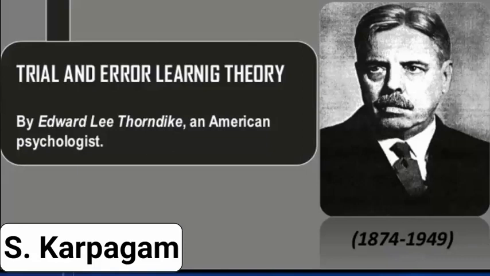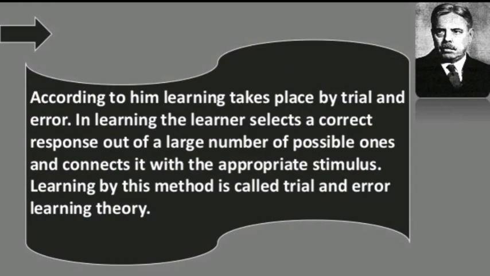Welcome. Now we will learn about the trial and error learning theory by Edward Lee Thorndike, an American psychologist. According to him, learning takes place by trial and error. In learning, the learners select a correct response out of a large number of possible ones and connect it with the appropriate stimulus. Learning by this method is called trial and error learning theory.